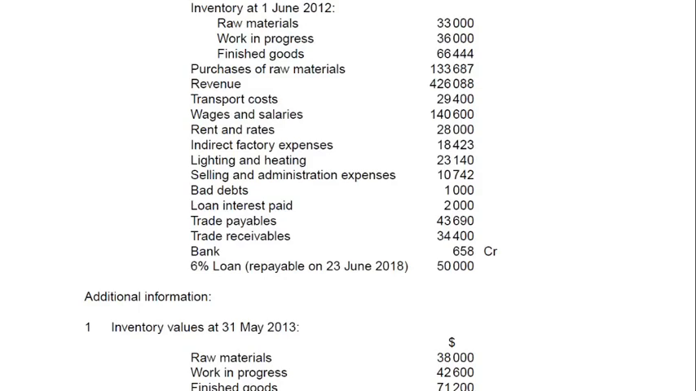Now I have given you three hints to identify which inventory is opening and which one is closing. Firstly, the inventory that comes in the list is opening, and the inventory in additional information is closing. First date is opening and 31st is closing. 2012 is opening and 2013 is closing inventory. You may not see the month, otherwise you will be confused. And then we have purchase of raw material.